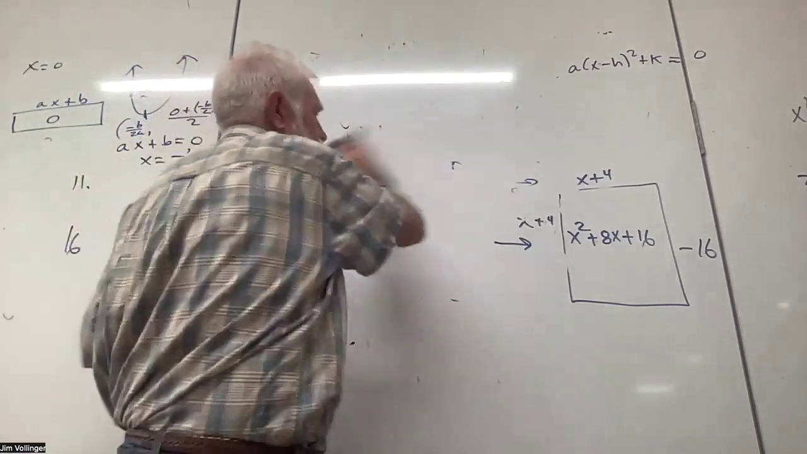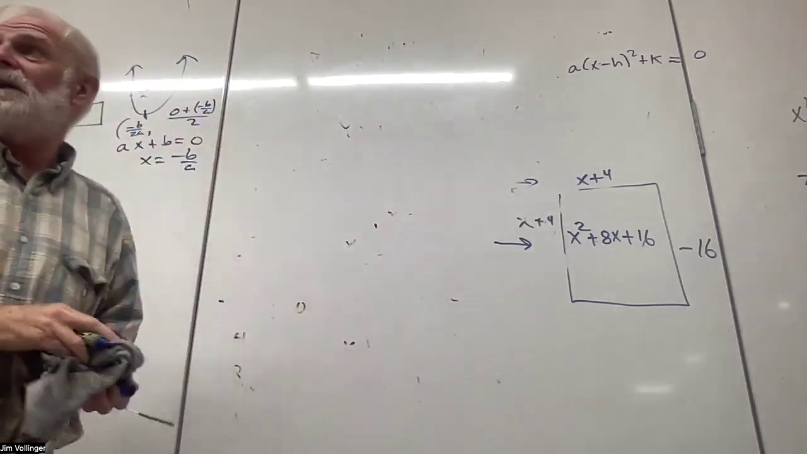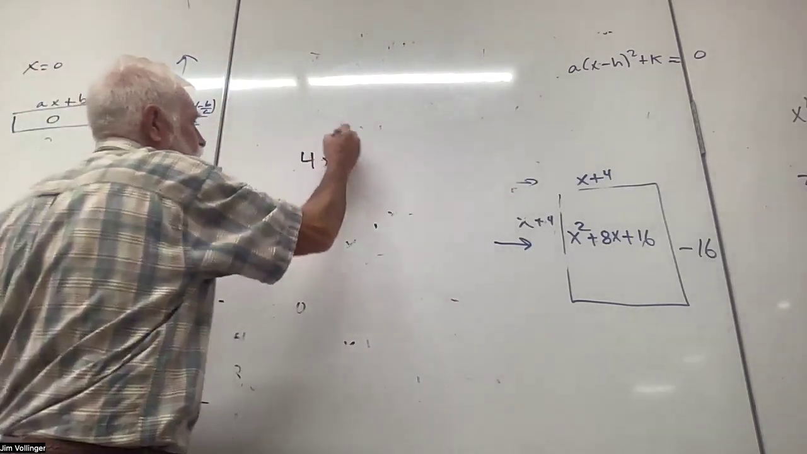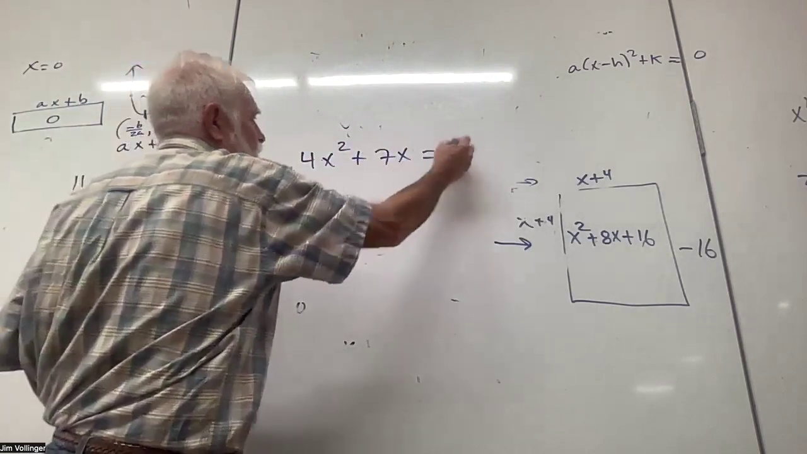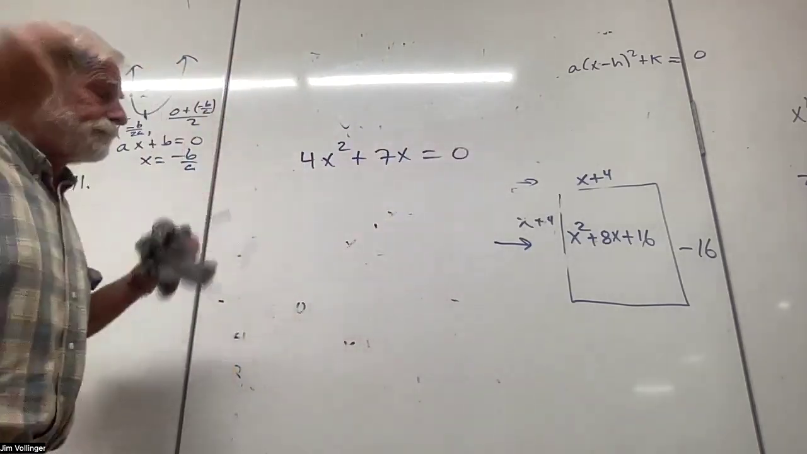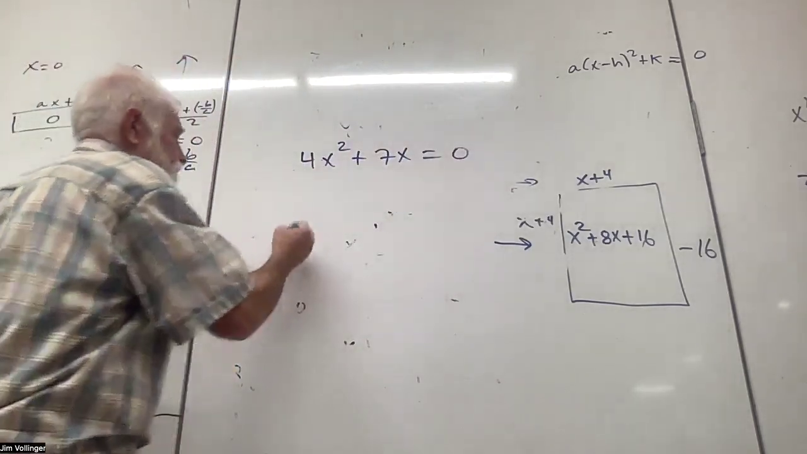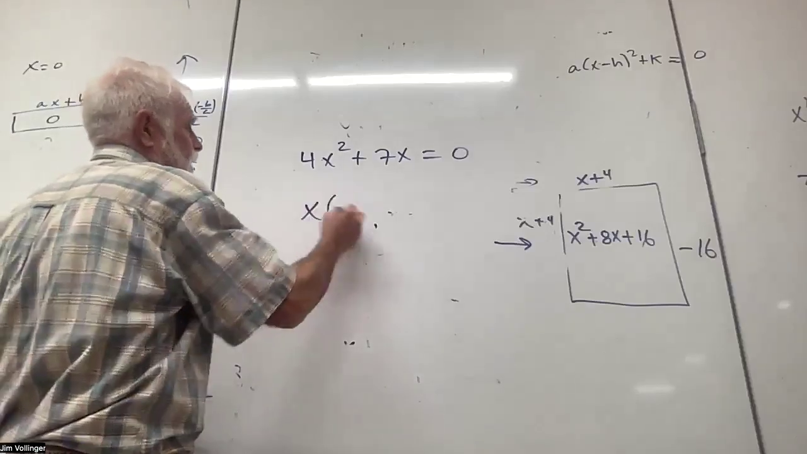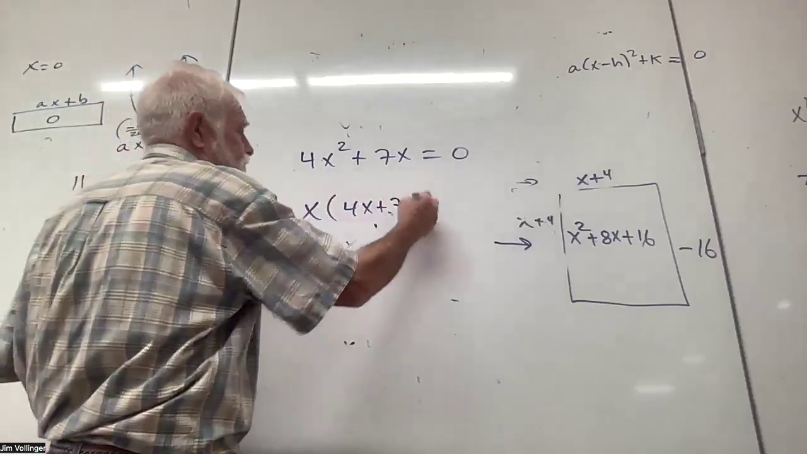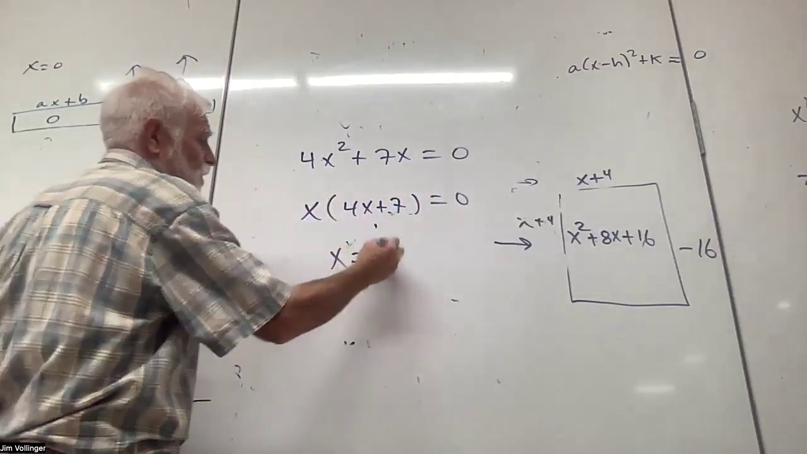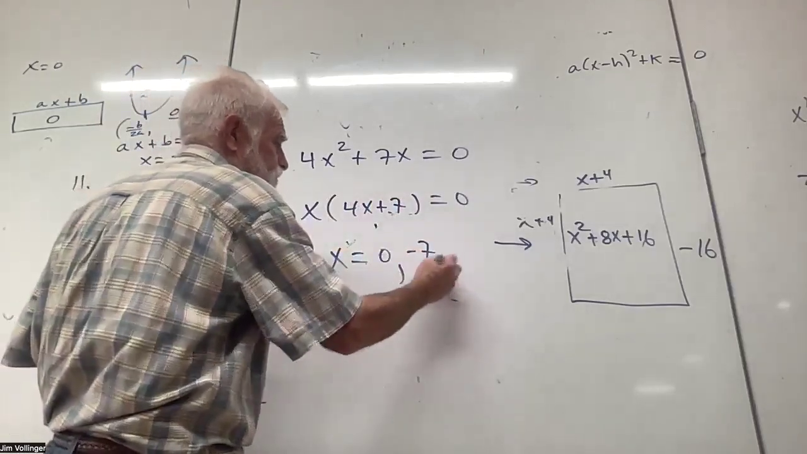What else do we have? We have just some numbers coming at you. How about 4x squared plus 7x? You pause the video and go ahead and do it. All right. What am I seeing? I'm seeing x times 4x plus 7 equals 0. I'm seeing 2 answers. One is 0, and the other is -7/4.